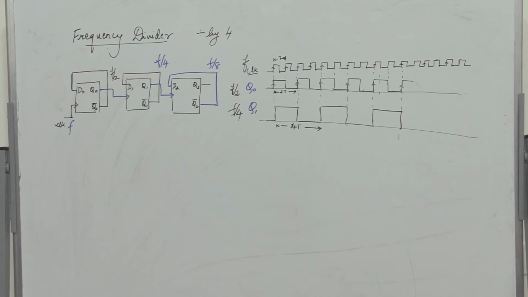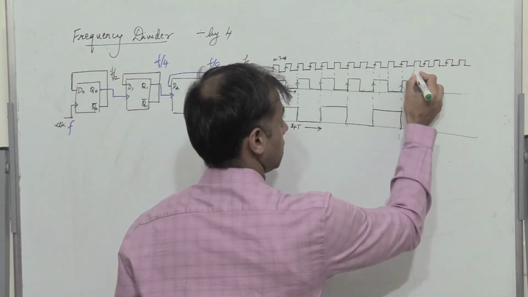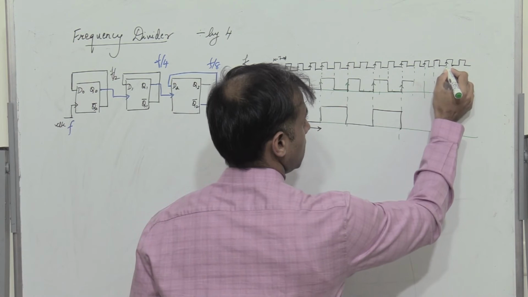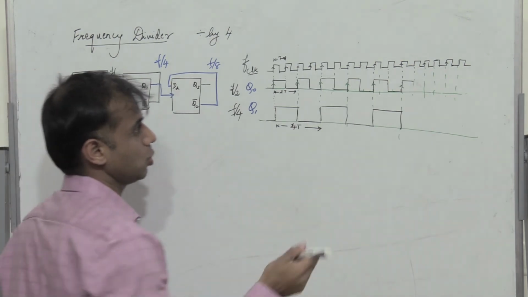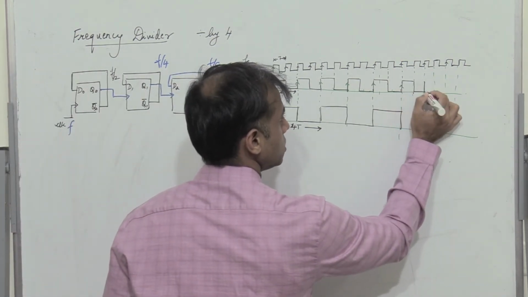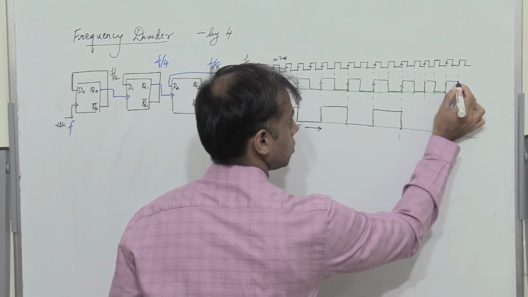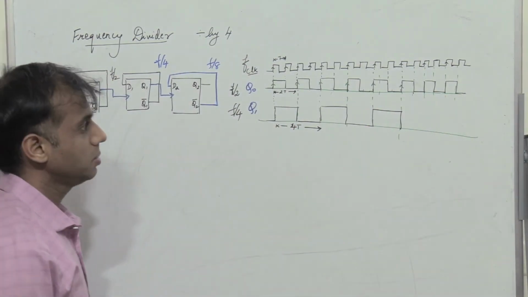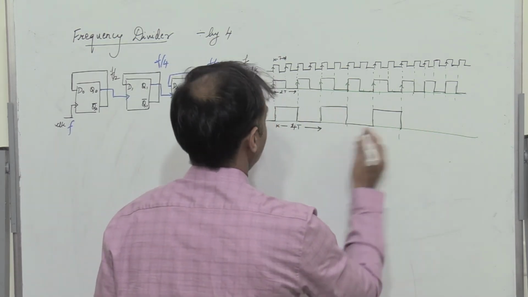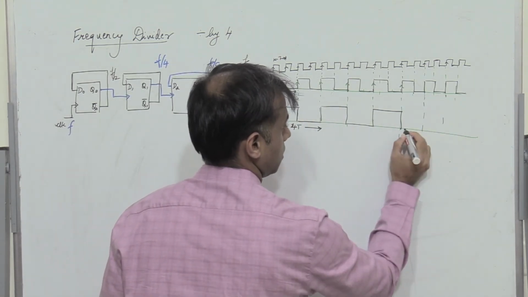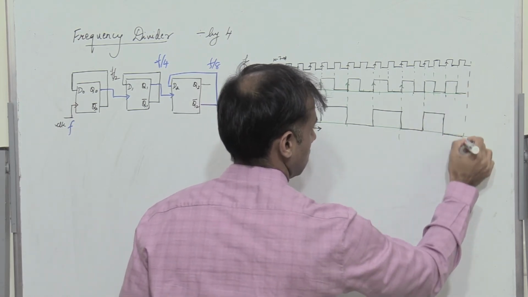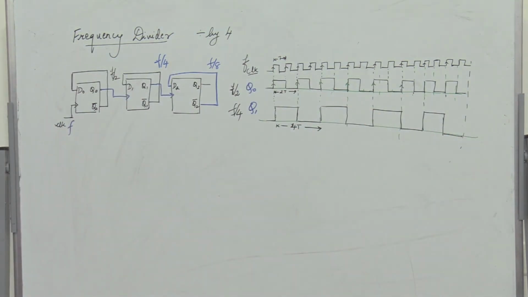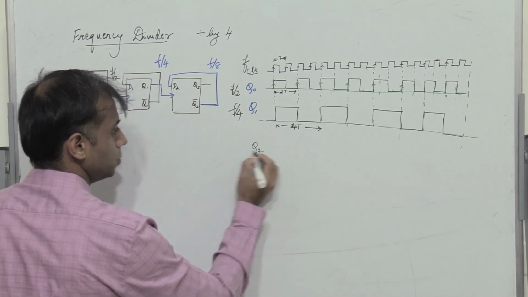So let us see how that happens. So let me complete this. So therefore at the rising edge of the clock we have Q0 changing its state from 1 to 0, 0 to 1, 1 to 0, 0 to 1, again 1 to 0. And similarly at the rising edge of Q0, Q1 changes its state from 1 to 0, 0 to 1, and again 1 to 0. So now I have Q2.